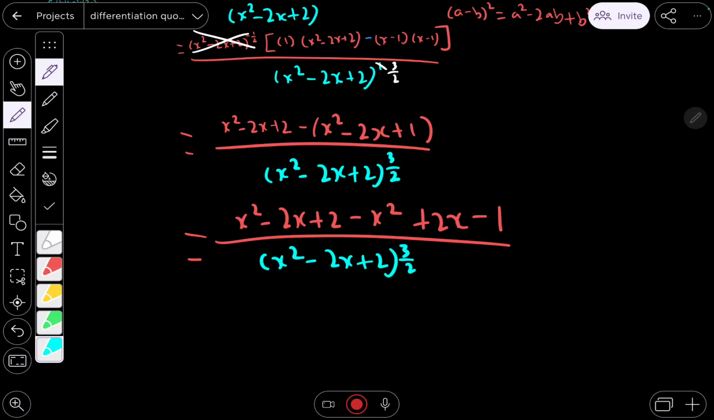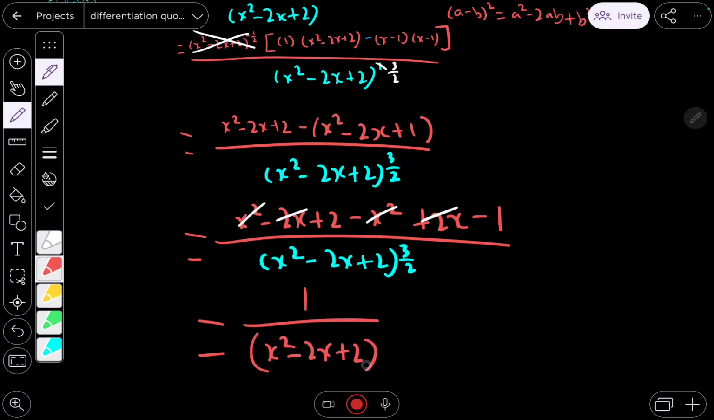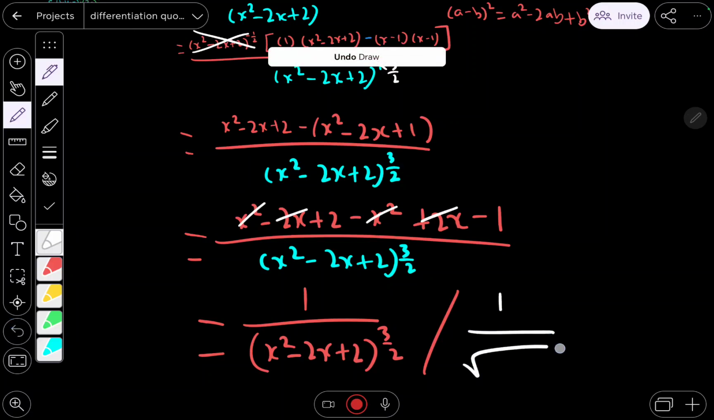Over your denominator here. So what do we know? x squared minus x squared is automatically 0. 2x minus 2x plus 2x is automatically 0. So we are left with 2 minus 1. So this answer will be 1 over x squared minus 2x plus 2, the whole thing to the power of 3 over 2. Or you can leave your answer this way, which I'll write in white: 1 over the square root of x squared minus 2x plus 2, cubed.